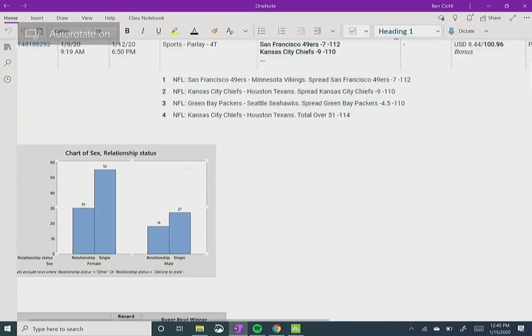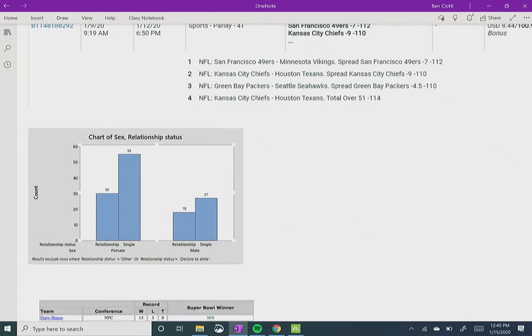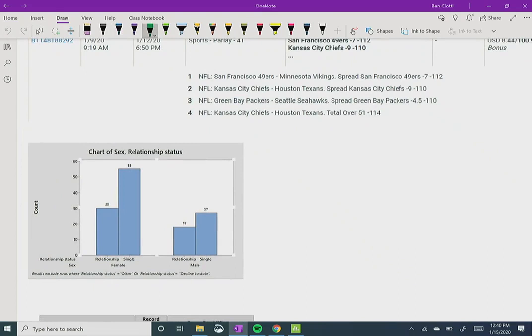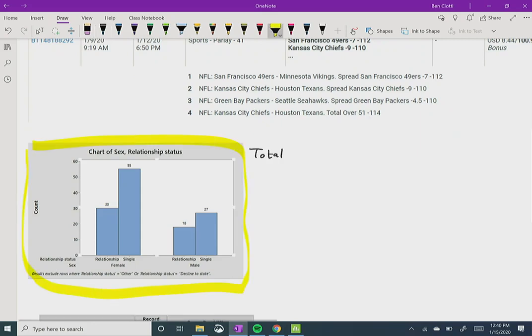So from this one here, this is not all the respondents. This is just those that said they were either single or in a relationship. I'm looking at this graph. There's a total of 130 students represented here. So let's look at the 130 students that are either male or female and either single or in a relationship. The number of males in this group is 45. The number of students who said they were in a relationship, let's call that R, is 48.